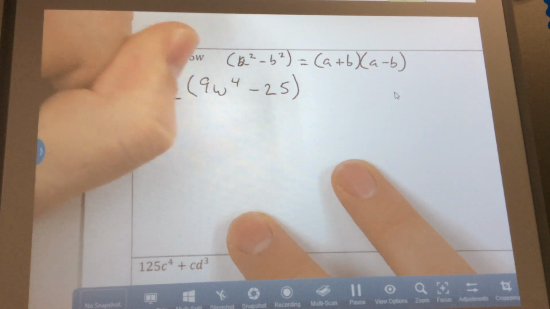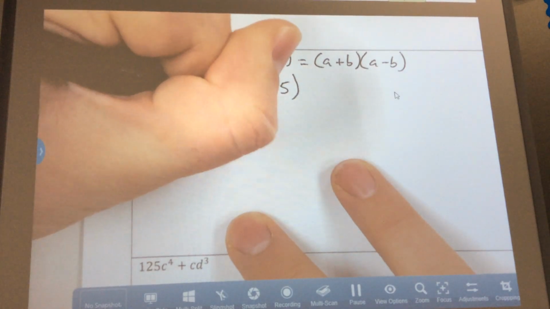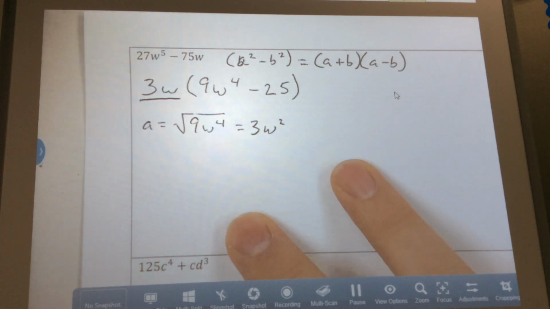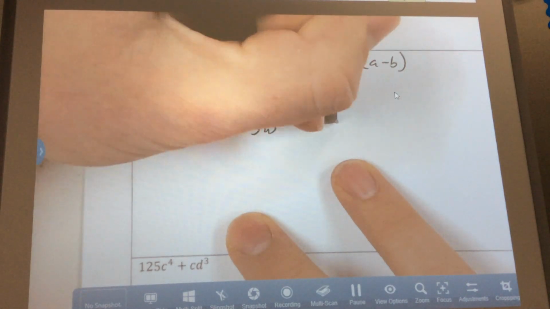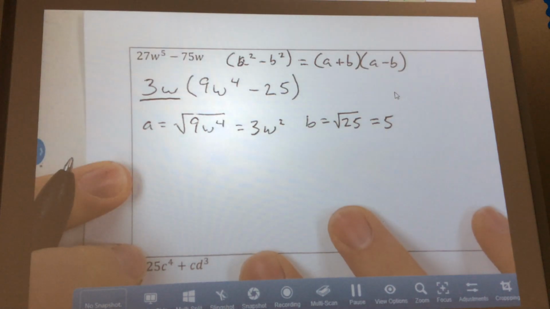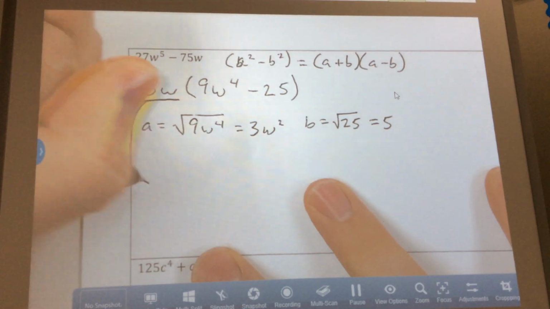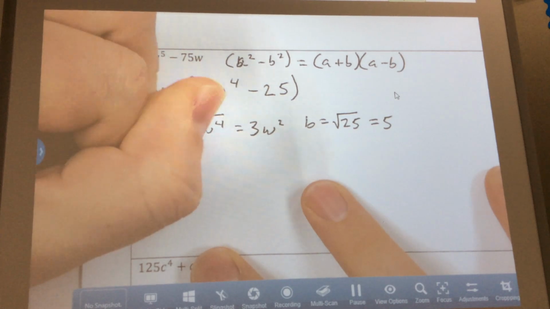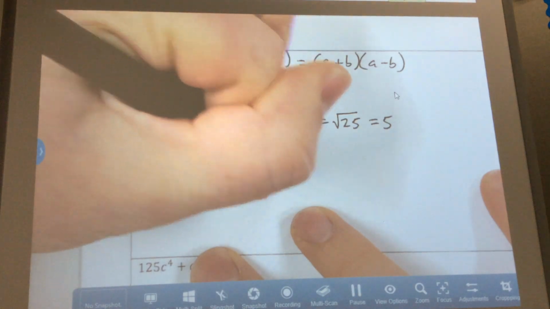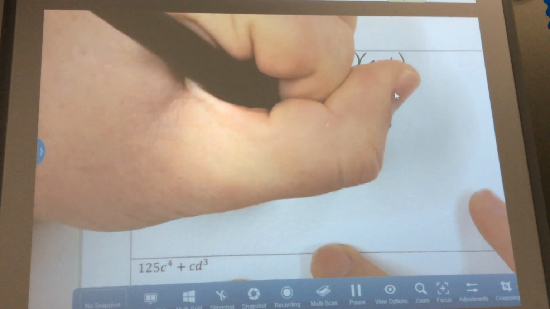So for a, we're going to take the square root of 9w to the fourth power, which is 3w squared. We're going to do the same thing with 25. For our b value, you would take the square root of 25, which is 5. So now that I have my a and b values, I'm going to write those twice, along with the greatest common factor gets brought down. Open your parentheses. We have 3w squared plus 5. And then write it again with the subtraction sign. 3w squared minus 5.